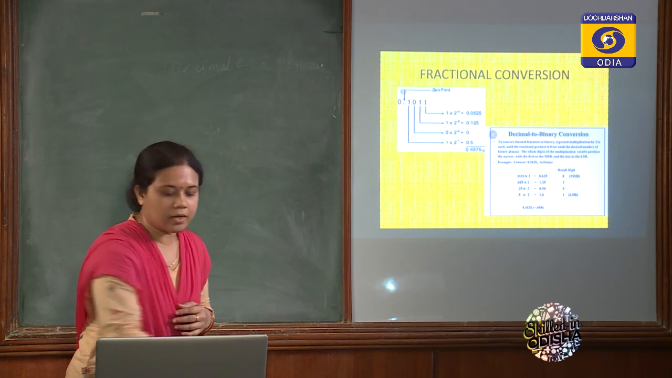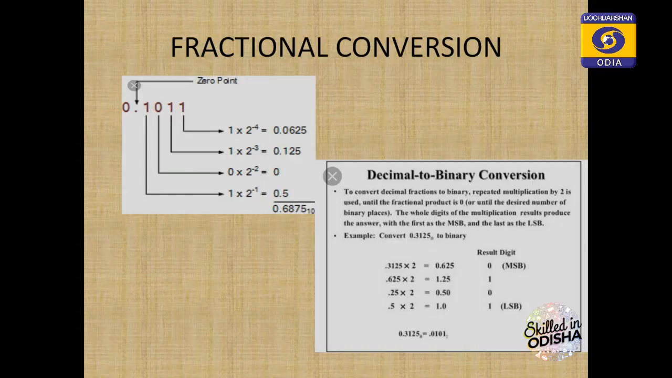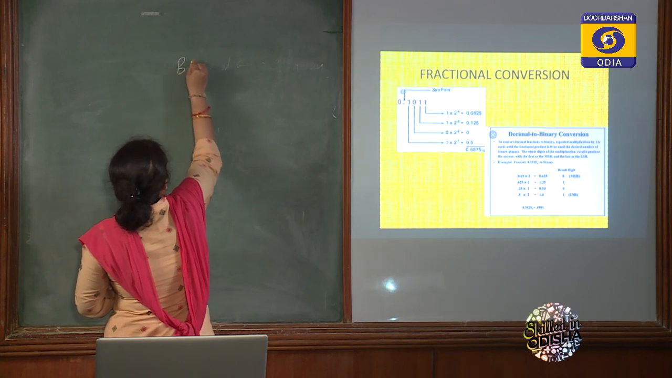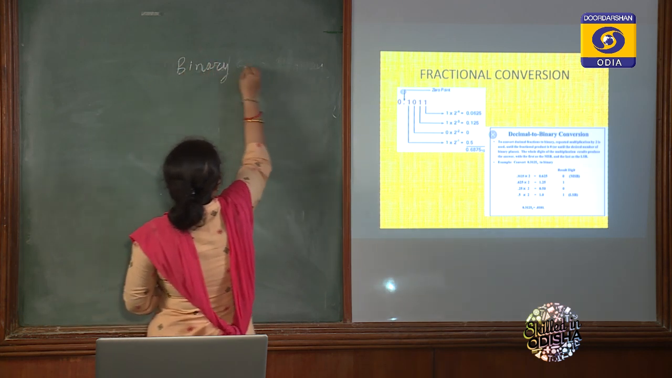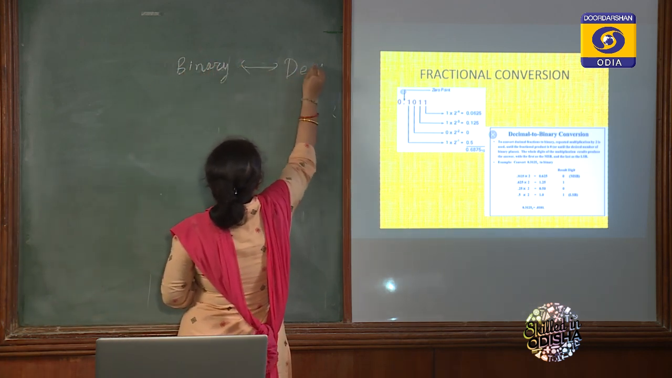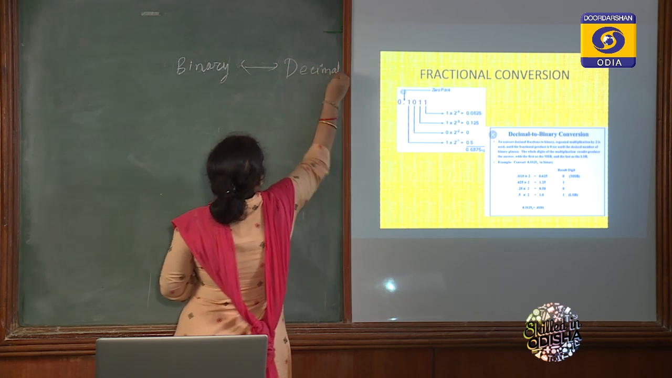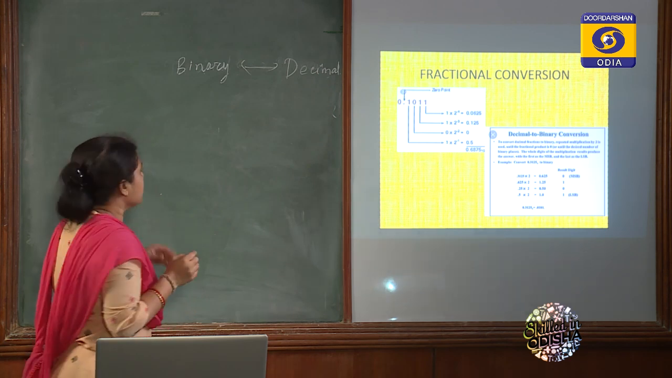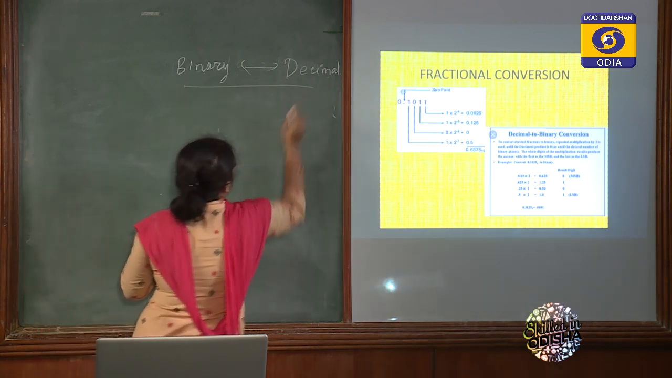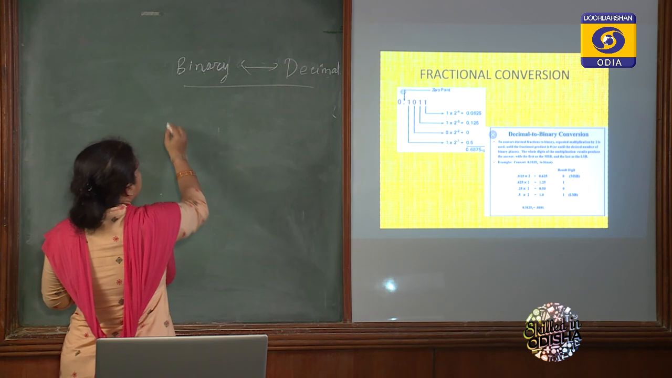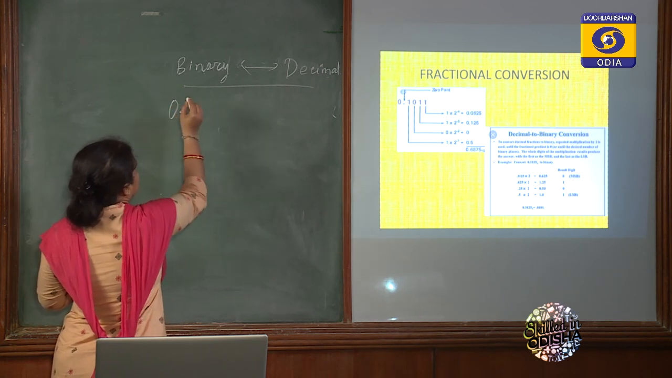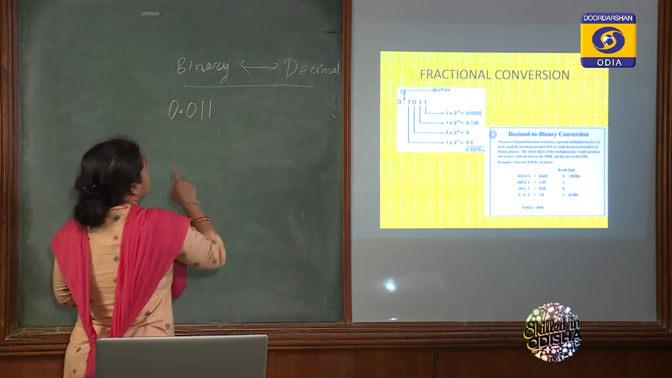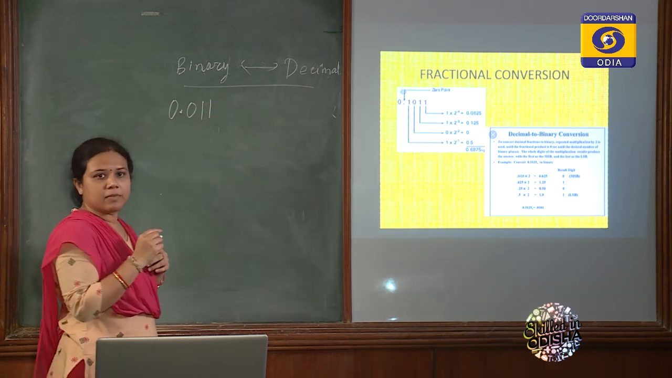First we will start with binary to decimal and decimal to binary. Two examples are already given on the screen. I am giving you another example. Let's say in binary the term present is 0.011. So how do we convert it into a decimal number?